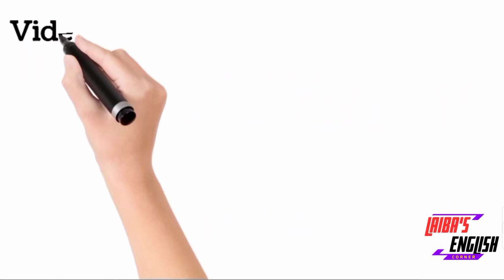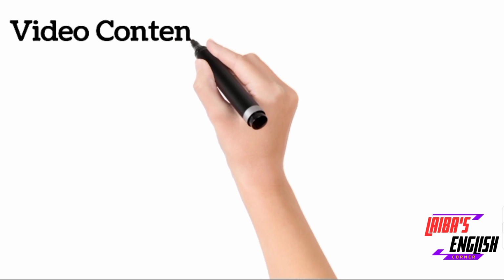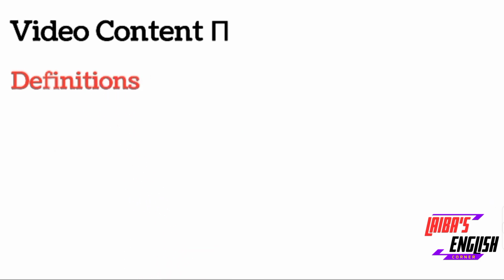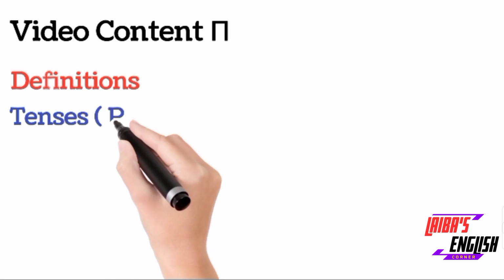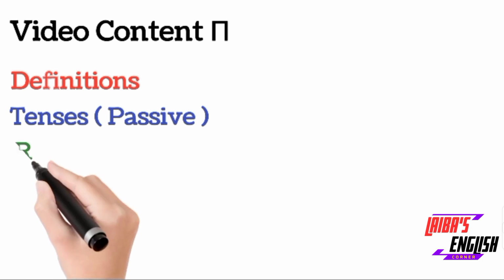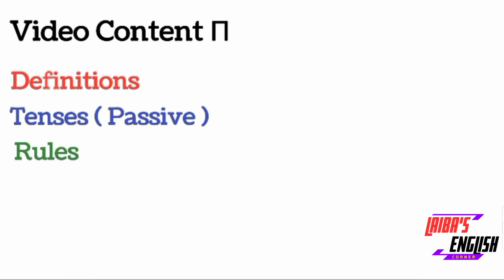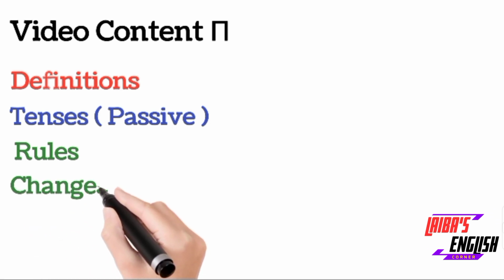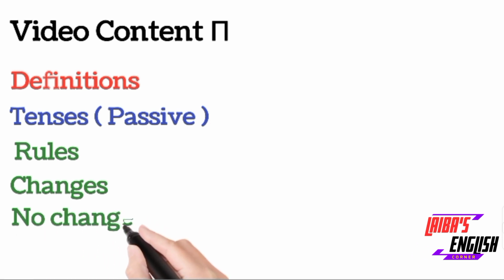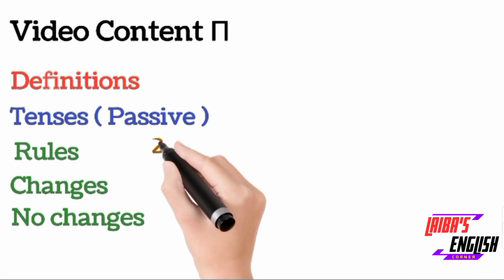So first of all, we will discuss the video content, that is, what things we are going to discuss in the video. Number 1, definitions. We will see some common definitions throughout the video. Number 2, tenses, that is, which tense can make passive and which can't, which is very important. Number 3, we will see the most important thing, the rules, that is, how to change something from active to passive or from passive to active. Then we will make some changes in our sentence for making active to passive or passive to active. After that, we will see where we don't have to change anything.